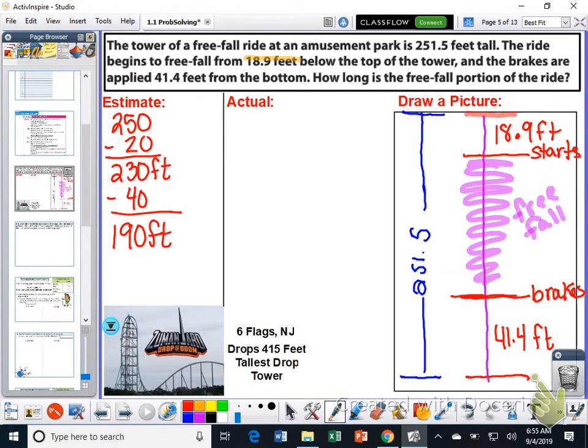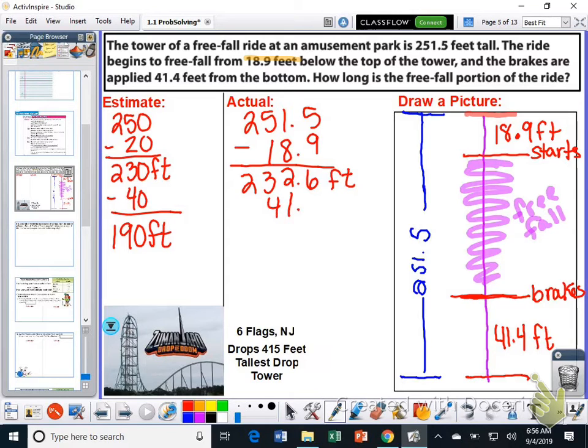So that's an estimate of how much they're free falling. Well, if we did it actually, then we need to use the actual numbers. So 251.5, and we're going to subtract 18.9, and we get 232.6 feet. Now we have to subtract the 41.4 feet from the bottom, and we get 191.2 feet for the free fall. And notice that our actual is very close to our estimate.